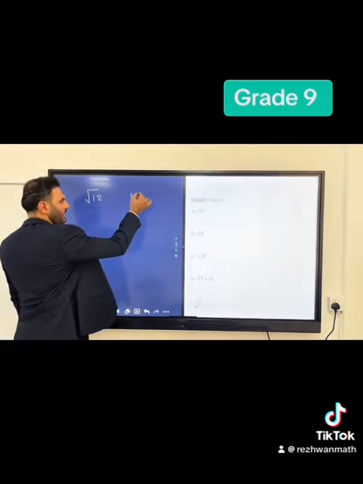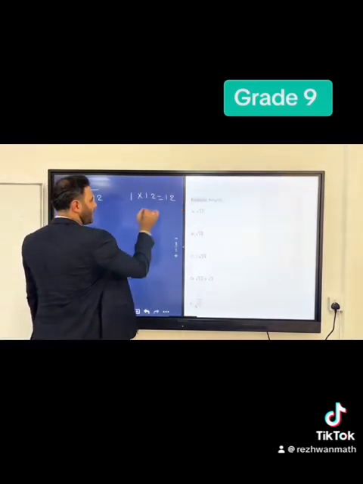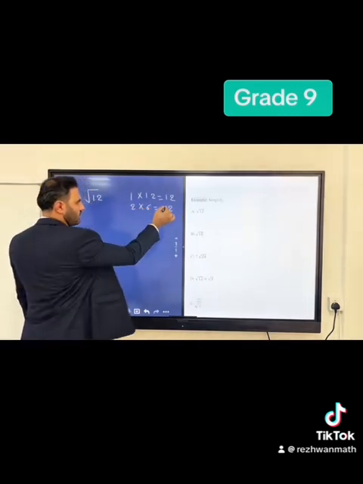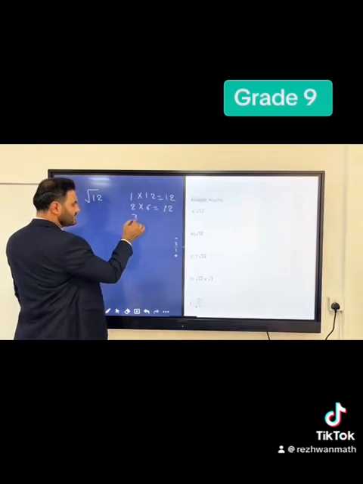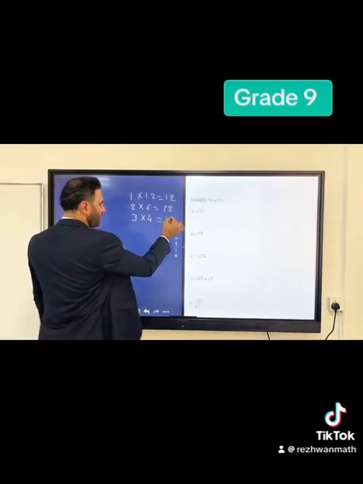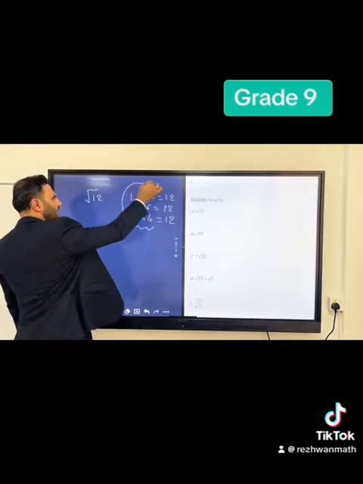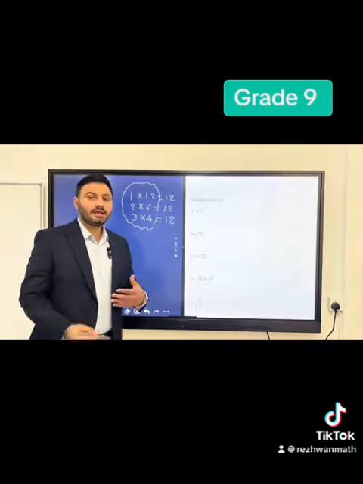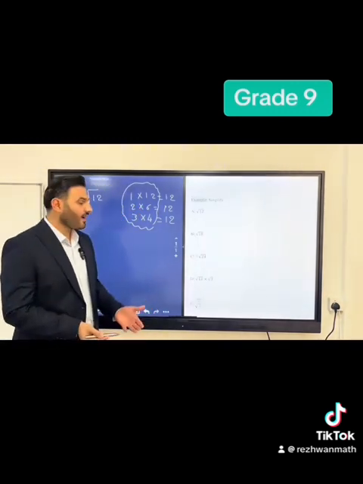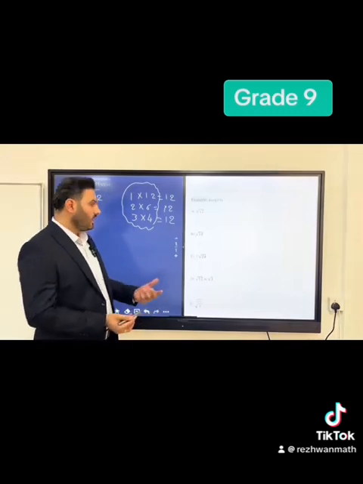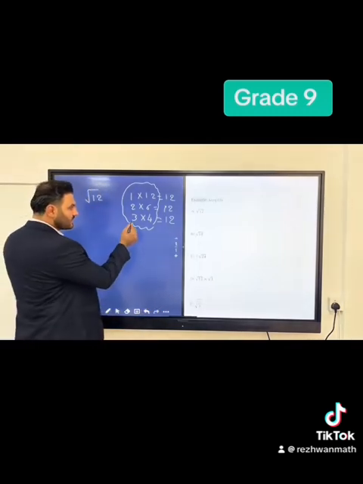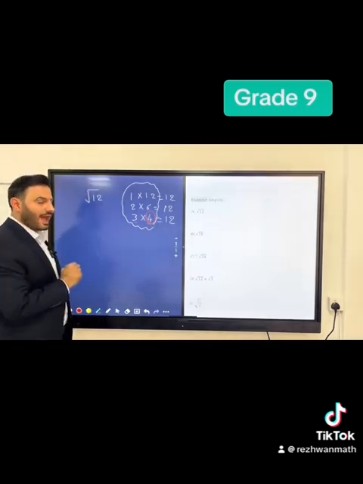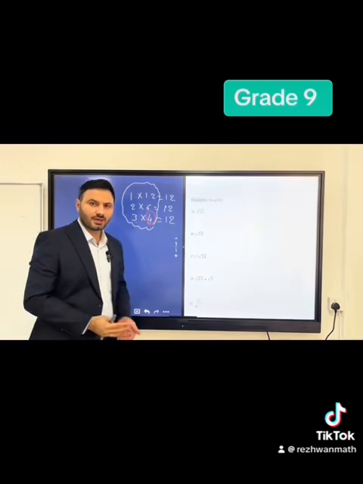The factors of 12: we have 1 times 12, we get 12. And 2 times 6, we get 12. And 3 times 4, we get 12. These are the factors of 12. Now, we need to choose one of them that includes a perfect square. Which factor of 12 includes a perfect square? Now, we need to choose 3 times 4. Why? Because 4 is a perfect square. And 3 times 4 is one of the factors of 12.